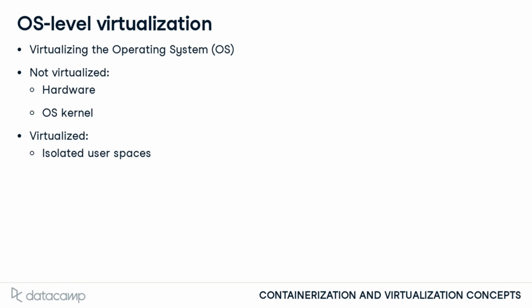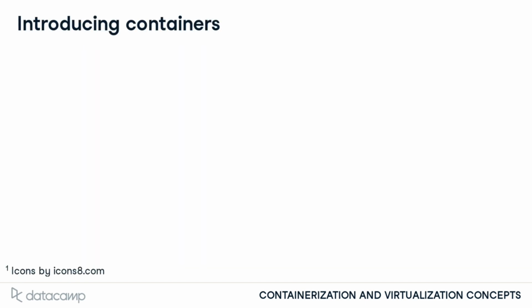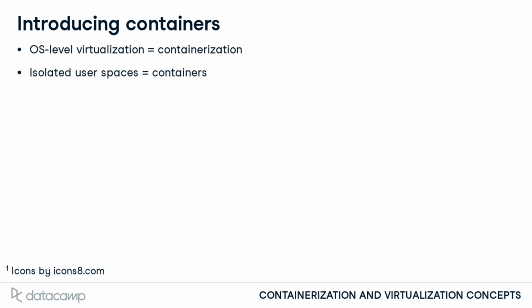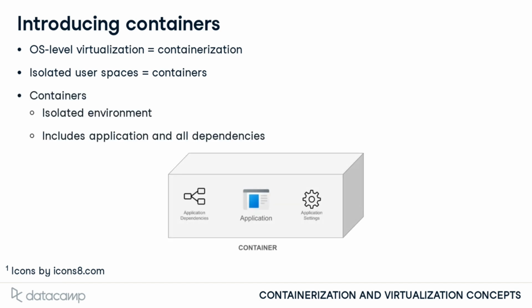These user spaces are dynamic areas where user-level applications operate, and the OS kernel allocates hardware resources to them as needed. As briefly mentioned previously, OS-level virtualization is also called containerization because the isolated user spaces are also known as containers. Containers provide an isolated environment in which to run an application. It contains everything needed for the application to run smoothly, such as the source code, dependencies, and configurations.